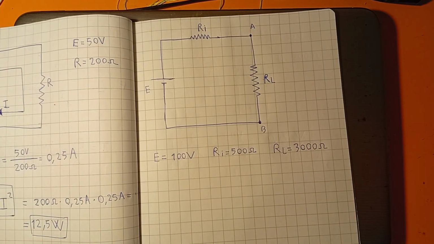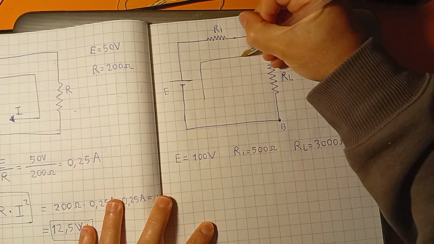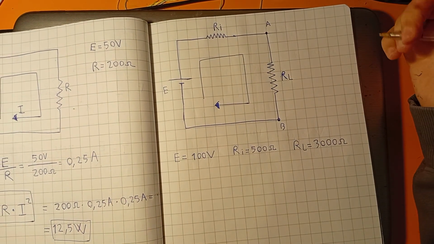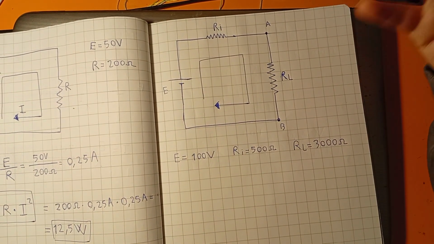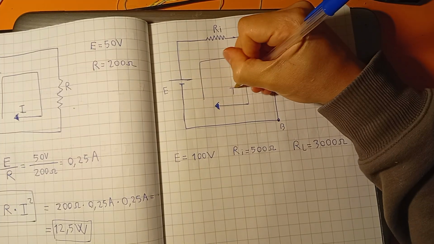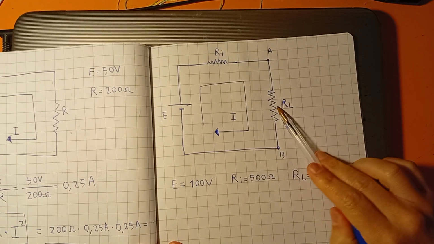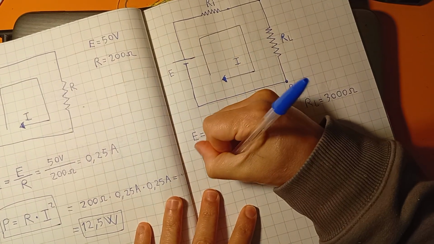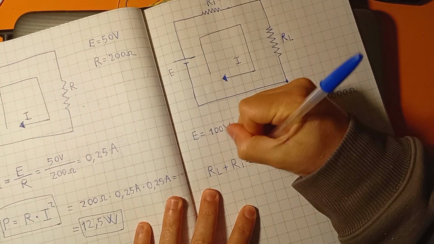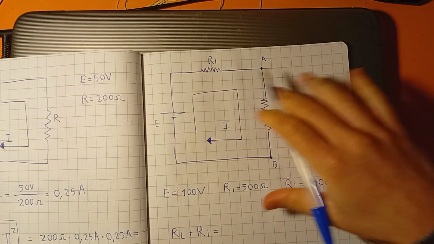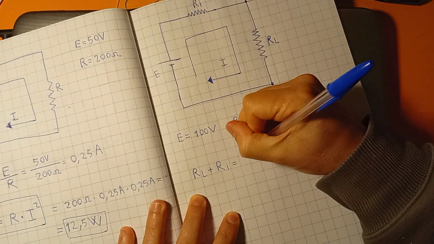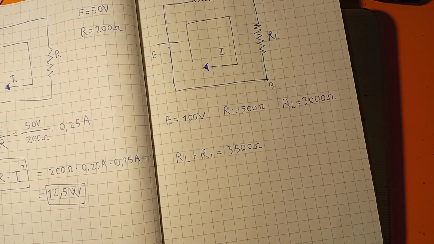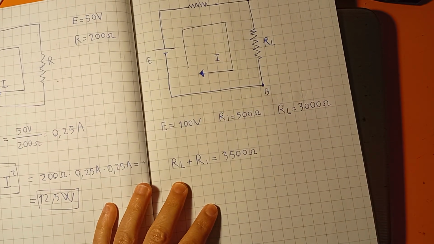Let's calculate everything. At first we have to calculate the value of current. Well, how much is it? We just have to do RL plus Ri, the total resistance. Let's calculate the total resistance, and it is 3500 ohm. Now let's calculate the current. How much is the current?